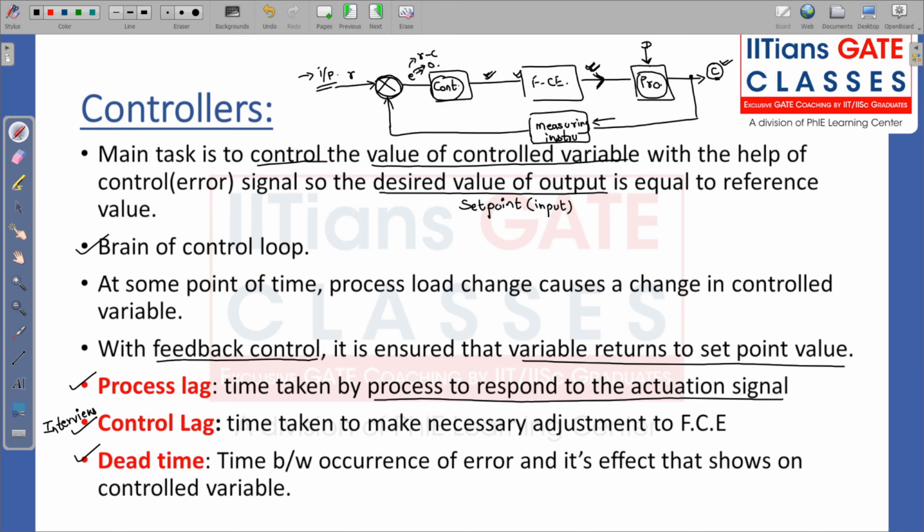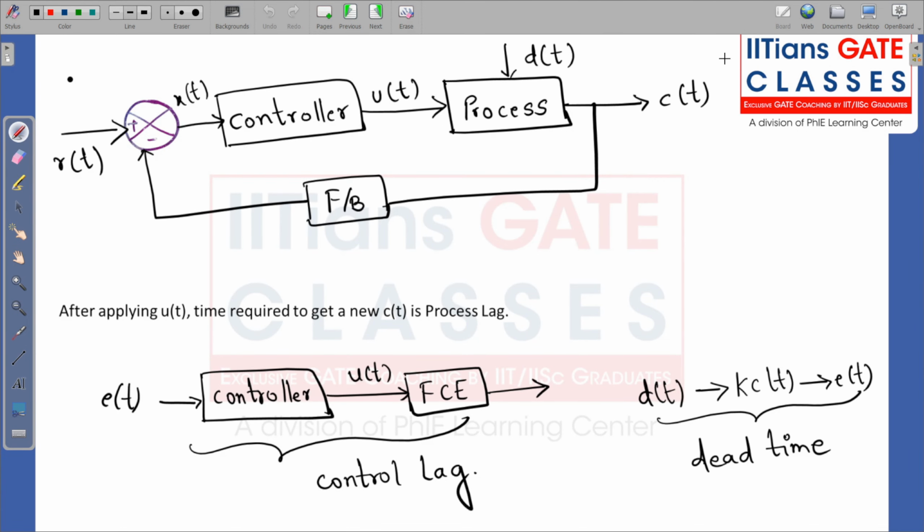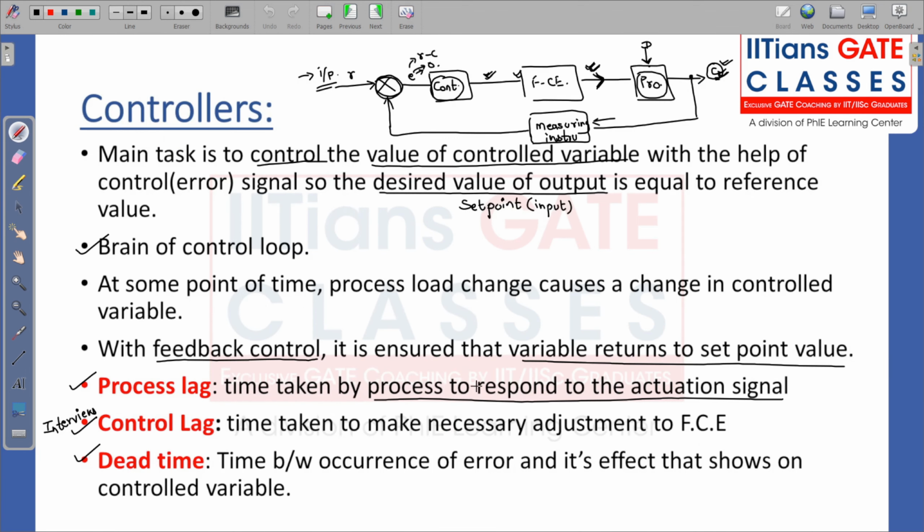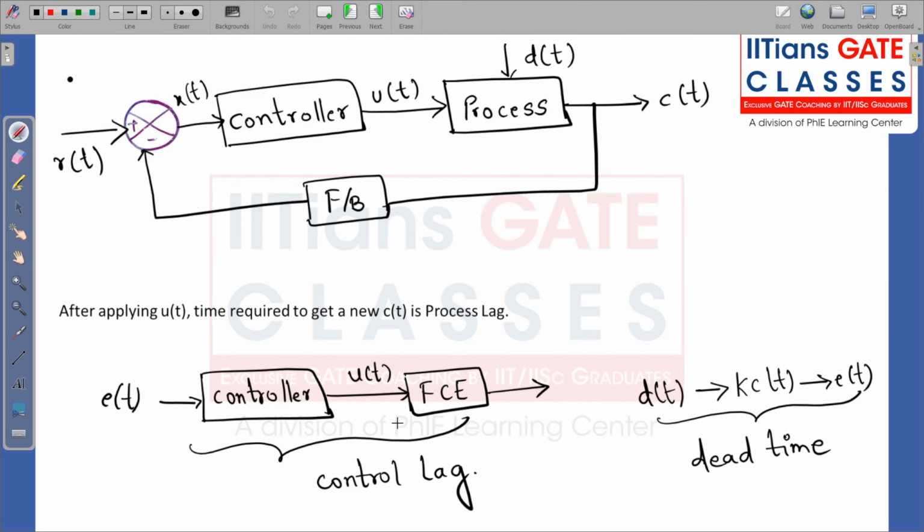Suppose a disturbance enters over here. So after how much time basically it is detected at the output, it is called as what? It is called your dead time. So all these three times you need to know. So next over here, I have a simple diagram you can see, and I have made. So basically you can see over here what is my process lag, control lag, dead time.